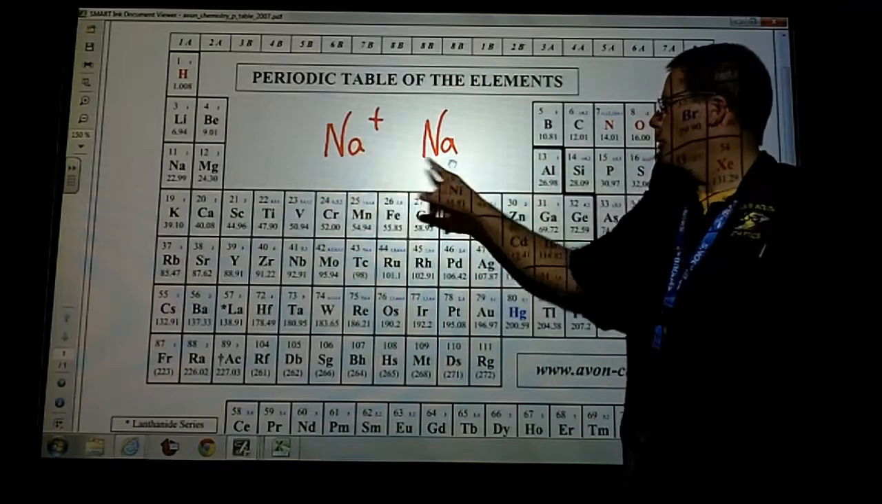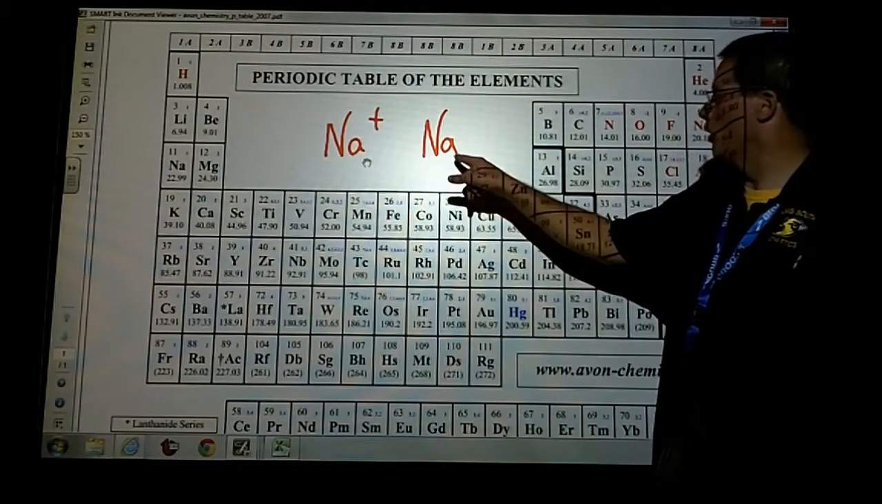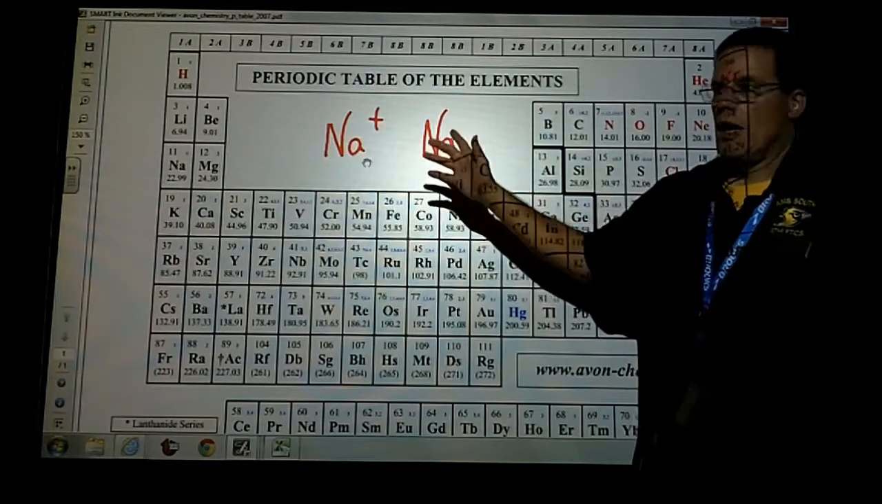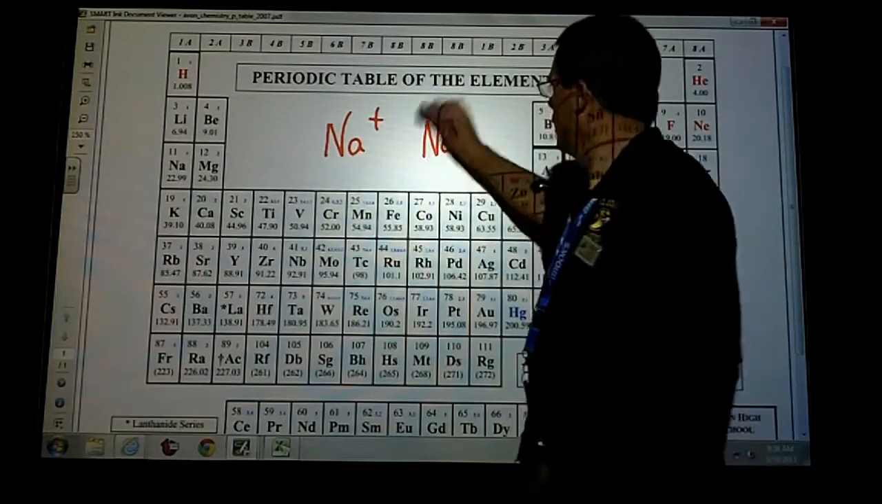This is what the test will be like. Which is bigger? Sodium, because it's more negative. Even though it's not negative, it's more negative than the +1 charge.